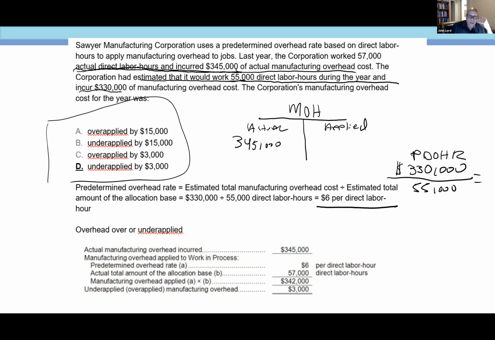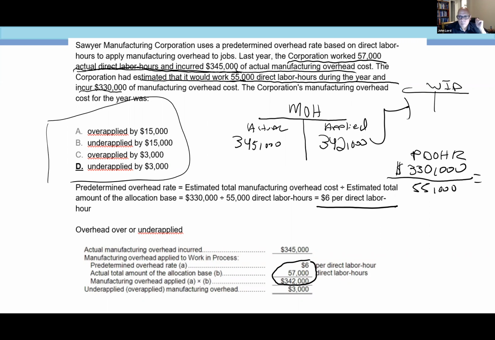I apply it based on what? Based on the actual hours I worked. And I worked how many actual hours? 57,000. So 6 times 57,000 is what? 342,000. So using the predetermined overhead rate, I applied to work in process 342,000, didn't I? Did I under or over apply? You under applied. I under applied, good.